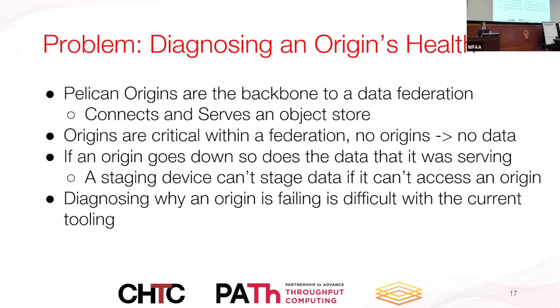A Pelican origin is kind of the backbone of a federation. You know, we've seen the architecture several times today, but it connects and serves an object store out onto a federation. If an origin is down, that means the data it was serving is also down, because the staging device or a cache wouldn't be able to access the data it's trying to serve out if there was a miss. And so, like I said, it's difficult understanding why there are failures at the moment.